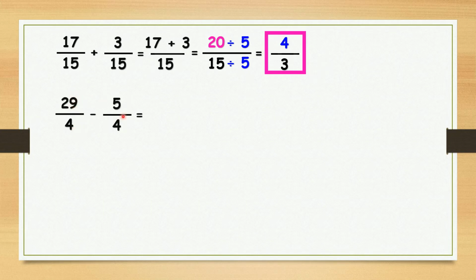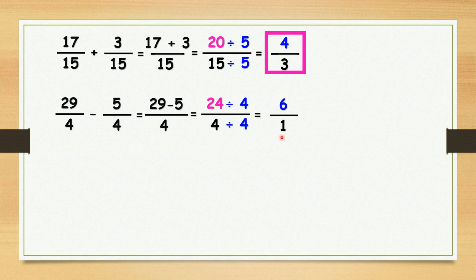29 over 4 minus 5 over 4 equals 29 minus 5 over 4 equals 24 over 4. Now we notice that 24 and 4 are both even numbers. We can simplify by 2, but 4 is also another common divisor. It's the greatest common divisor. So we simplify both numerator and denominator by 4 and get 6 over 1. And 6 over 1 is the same as 6 divided by 1. It's equal to 6. And we box the answer.